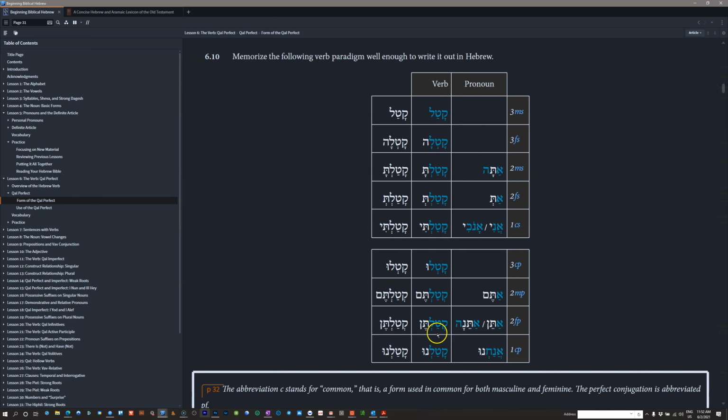Katalu, kataltem, katalten, katalnu. And that may be way too fast right now, but even if you slow it down, katal, katala, katalta, katalt, katalti. Katalu, kataltem, katalten, katalnu. Maybe, I'm not saying grab a metronome, but keep a count in your head. You want to make sure that the accented syllable is on those snaps, on those clicks.